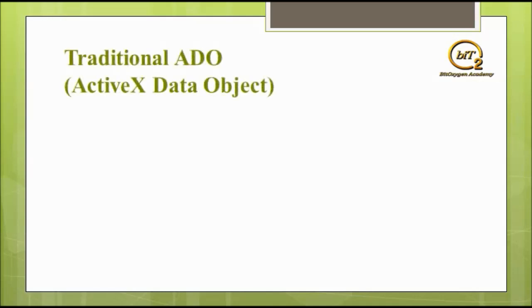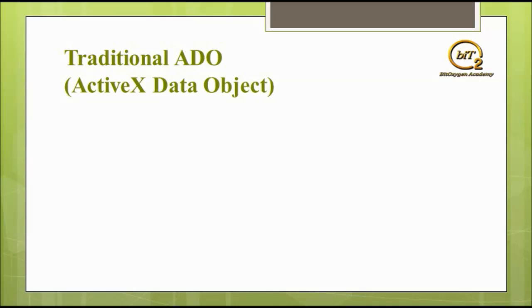Now we will discuss traditional ADO. ADO stands for ActiveX Data Object. It is a Microsoft technology which was developed in the year 1996. To get data from a database or to manipulate data in a database, it can be done with the help of this ADO technology, that is ActiveX Data Object technology.